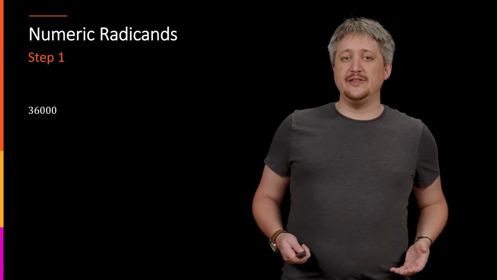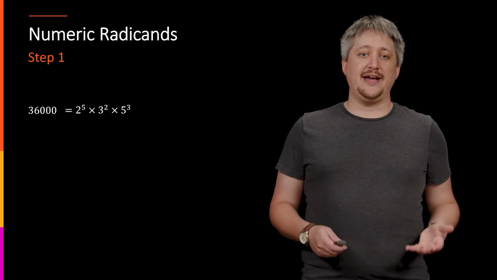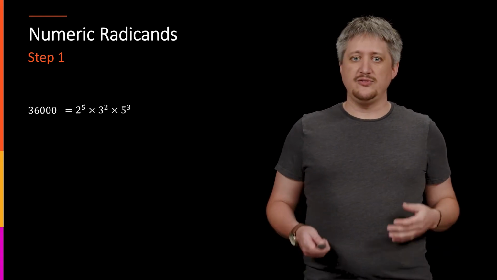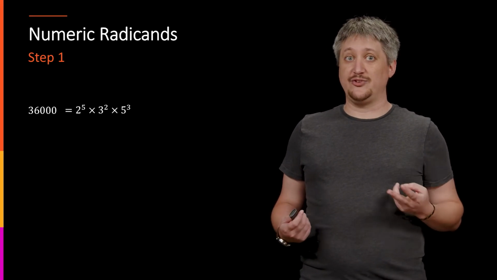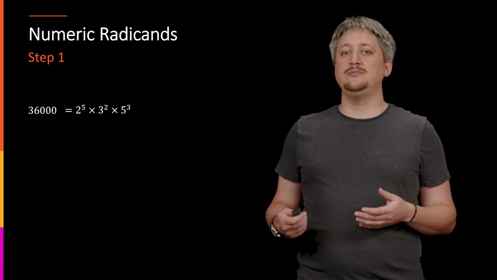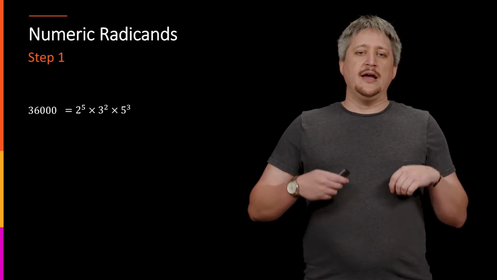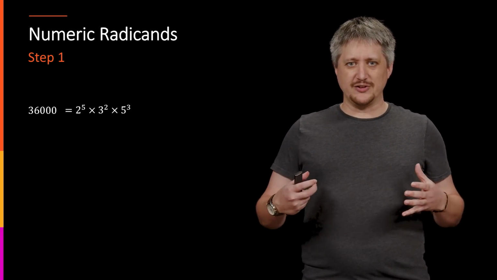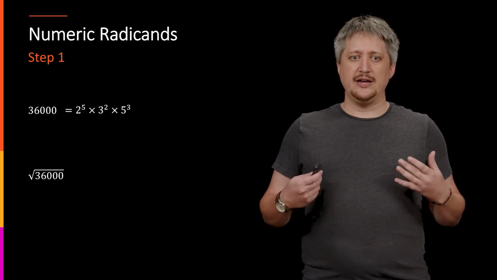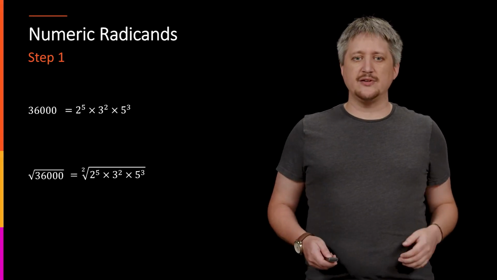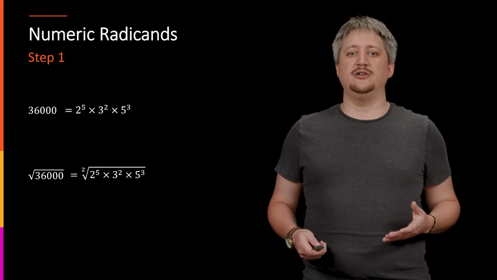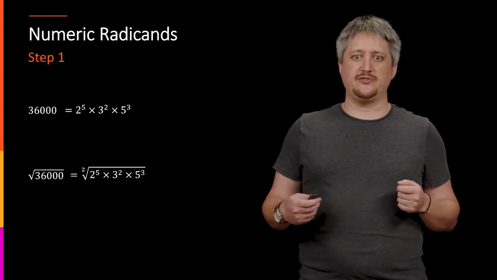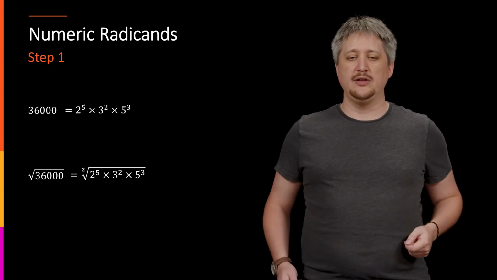So what that tells me is I can write that 36,000 as 2 to the 5th, I had five 2s, times 3 squared, I had two 3s, times 5 cubed, because I had three 5s. This gets me my prime factor decomposition for numbers. So if I'm looking at the square root of 36,000, that's really looking at the square root of 2 to the 5th times 3 squared times 5 cubed.